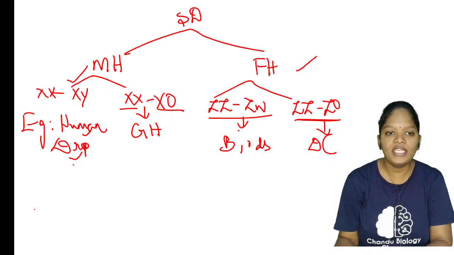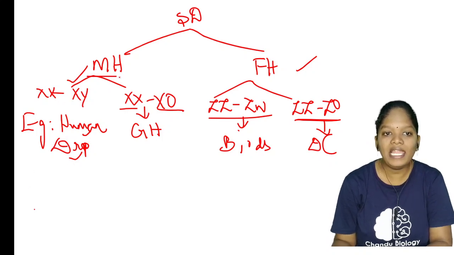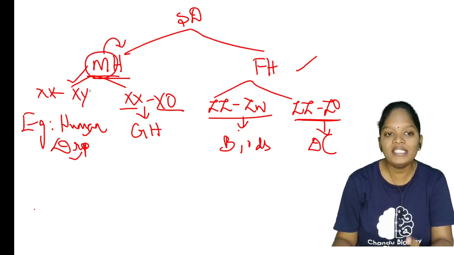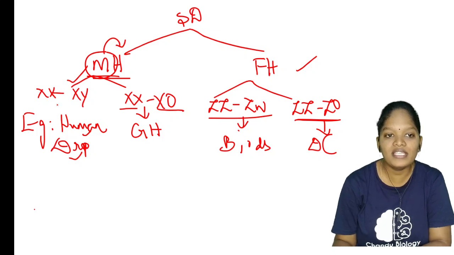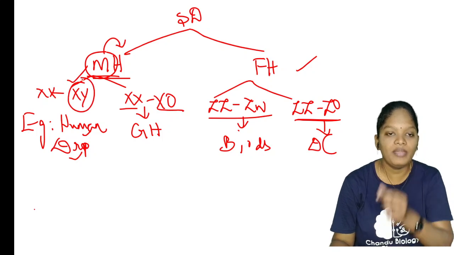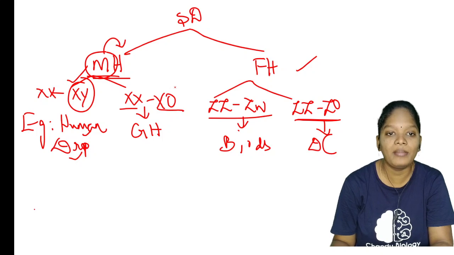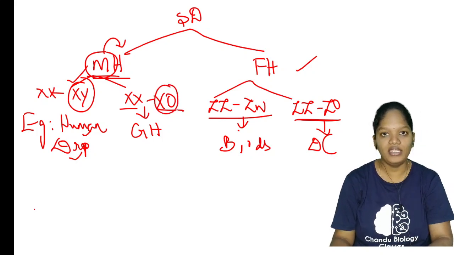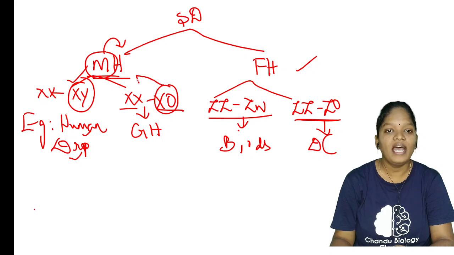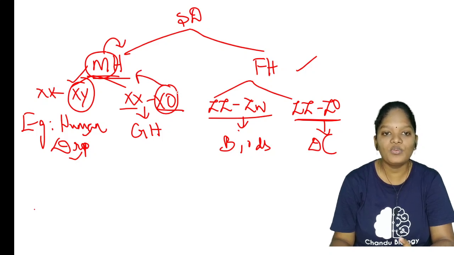Now see here, this is male heterogamety. Male heterogamety means males are producing different gametes, so we can easily identify whether XX is a male or XY is a male. Definitely XY is a male, because we are using the term male heterogamety. And here there will be an absence of one X, which is another male heterogamety, so XO will be the male and XX is the female.